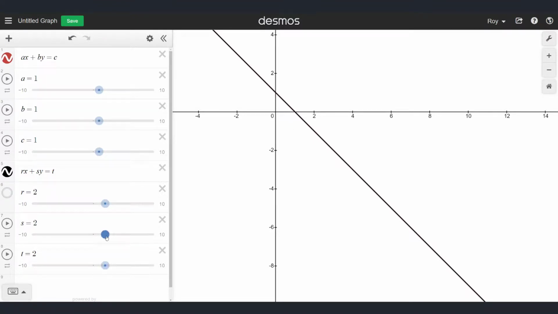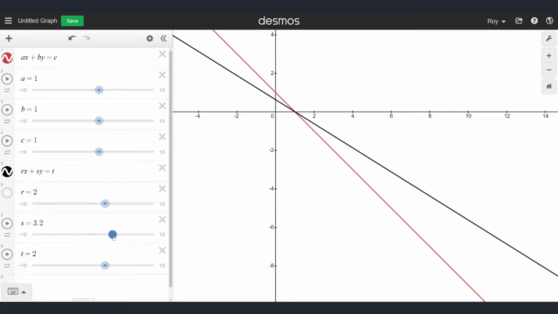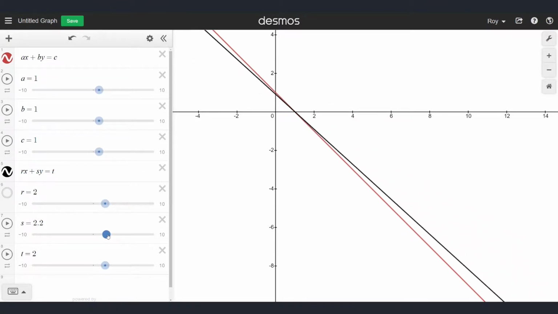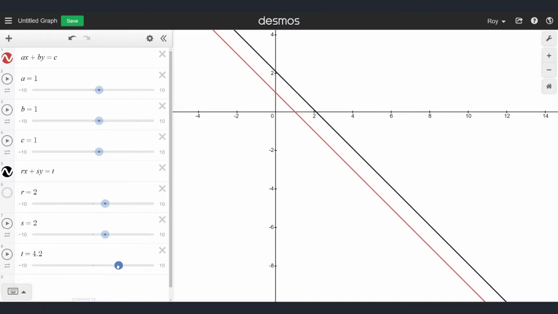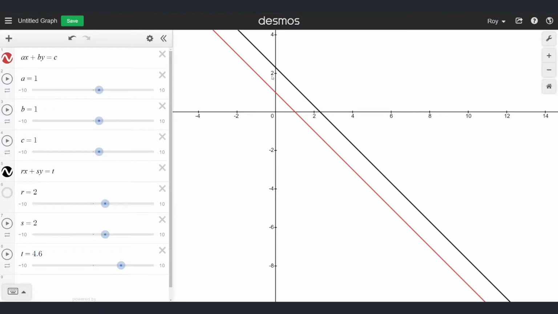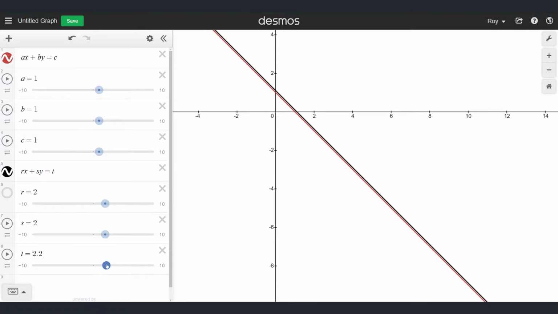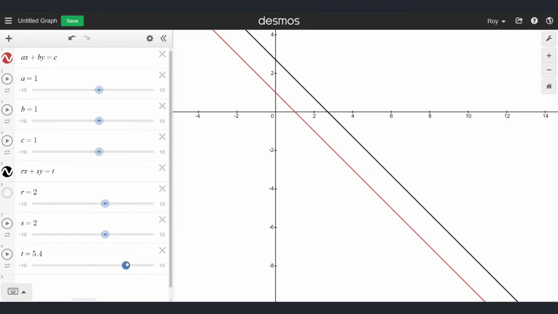So we've seen a case where there's a single solution. We've seen a case where there are an infinite number of solutions. And then if I move this value of t, you can see these two are now parallel lines that will never touch. So that's the case where there are no solutions. Remember, if there are solutions, the system is called consistent. If there are no solutions, the system is called inconsistent. And that's what this case is right here. A good visualization using Desmos.